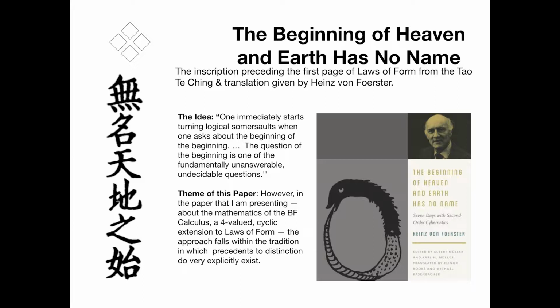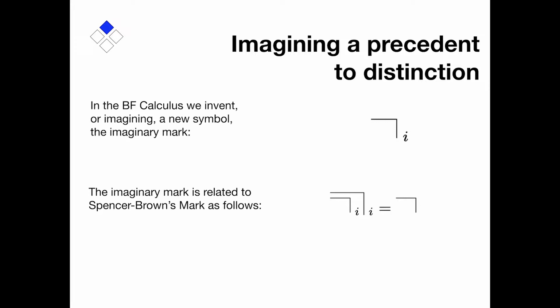However, in the paper that I'm presenting, which is about the mathematics of the B4 calculus, a four-valued cyclic extension to Laws of Form, the approach falls within the tradition that says there are precedents to distinction. You can see it here. In the calculus, we invent or imagine a new symbol, the imaginary mark, which I'm drawing as a mark with an i on it. So whenever the i is there, it's the imaginary mark.